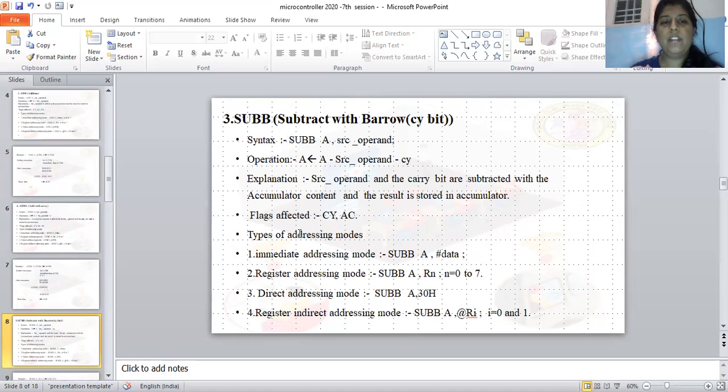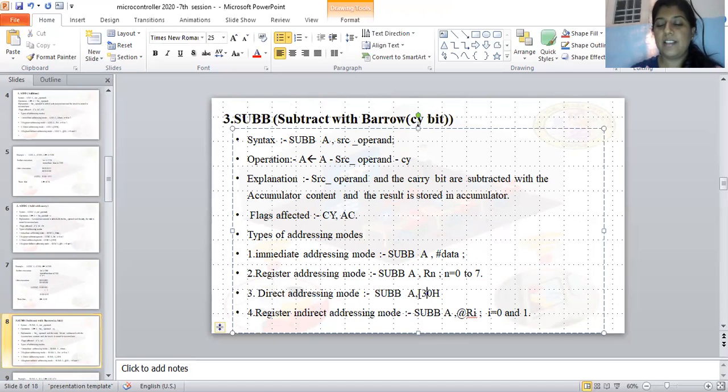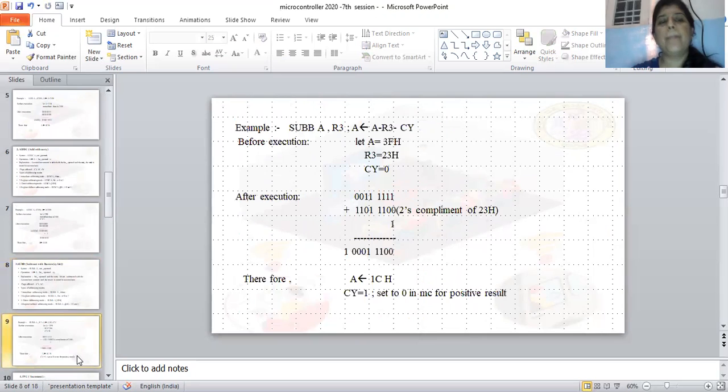Examples for different types of addressing modes. First one, SUBB A, #data. This is an example for immediate addressing mode. SUBB A, Rn. This is an example for register addressing mode. SUBB A, 30H. This is an example for direct addressing mode. SUBB A, @Rn. So this is an example for register indirect addressing mode. Consider an example, SUBB A, R3.